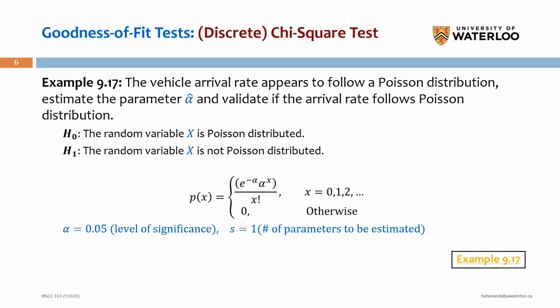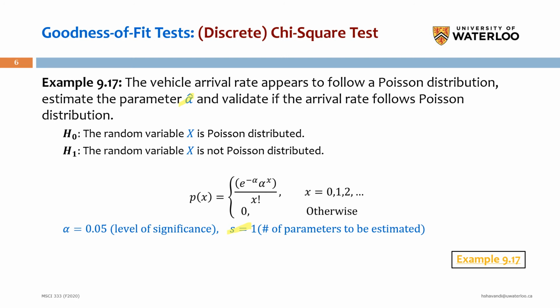Here we have an example 9.17 from the textbook for the chi-square test, and it's about a Poisson distribution, so it's a discrete distribution, right? And since in a Poisson distribution we have just one parameter, alpha, so s becomes 1 here, and k is the number of intervals, and so the degrees of freedom for this test becomes k minus s minus 1.